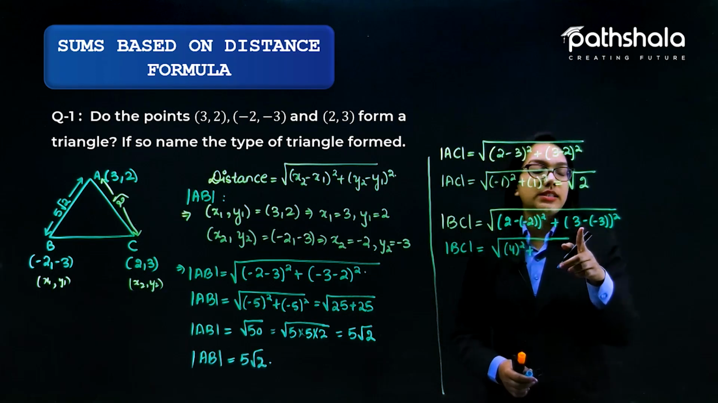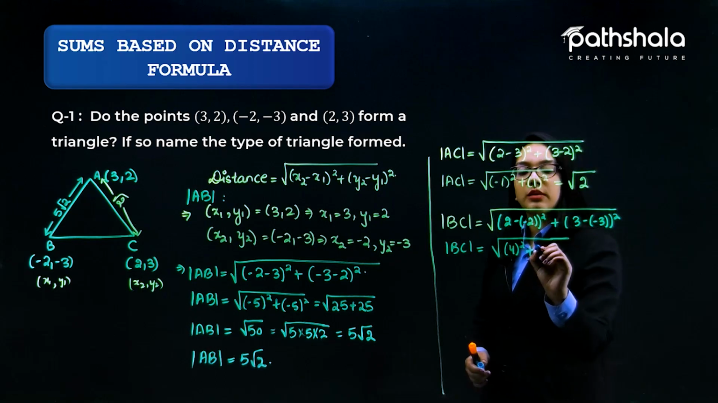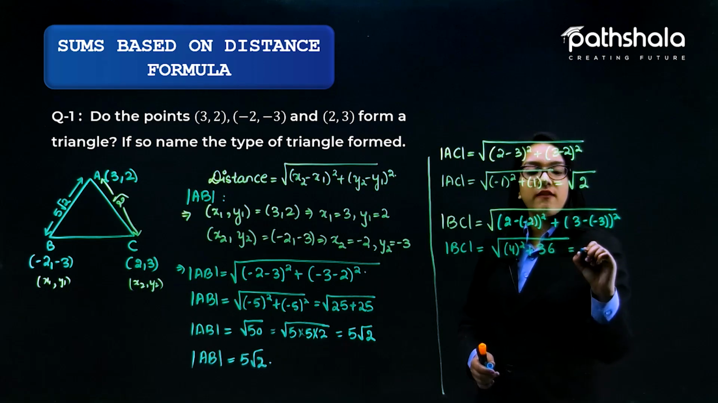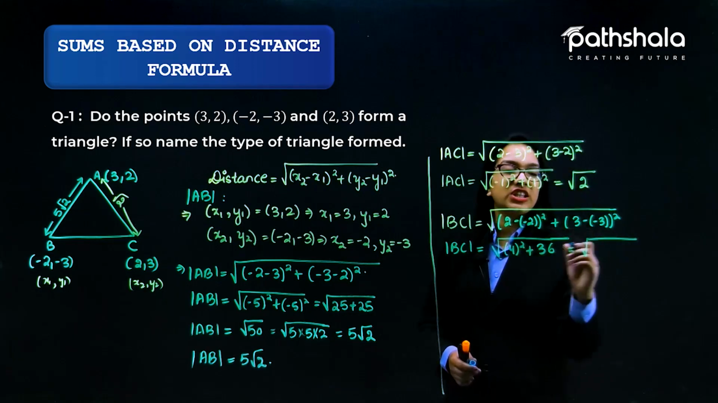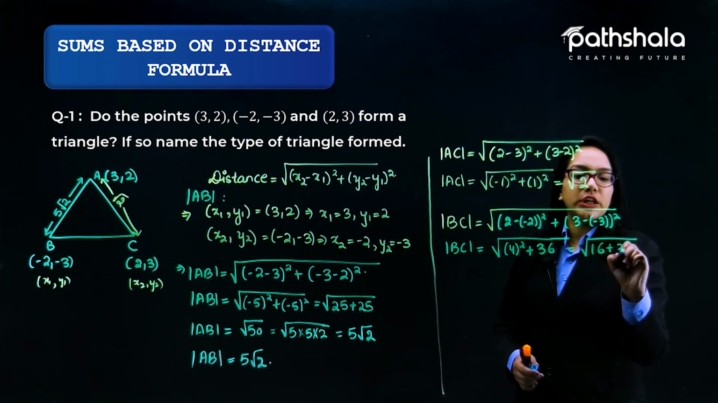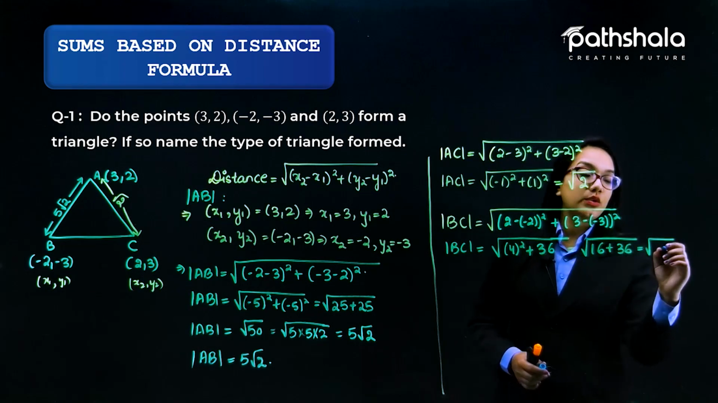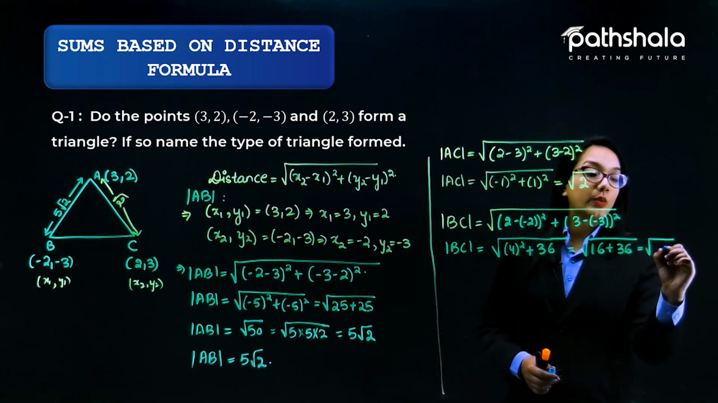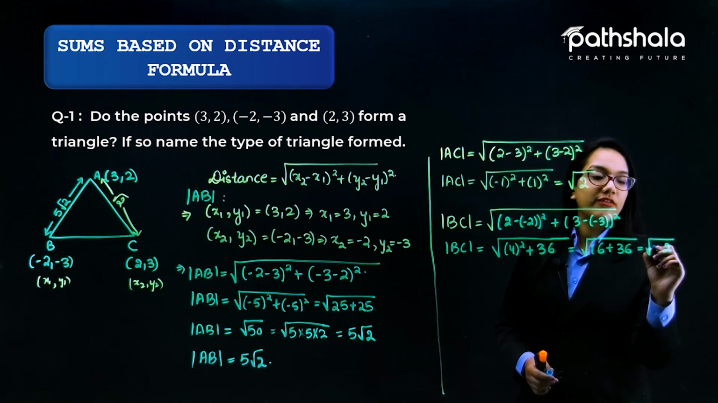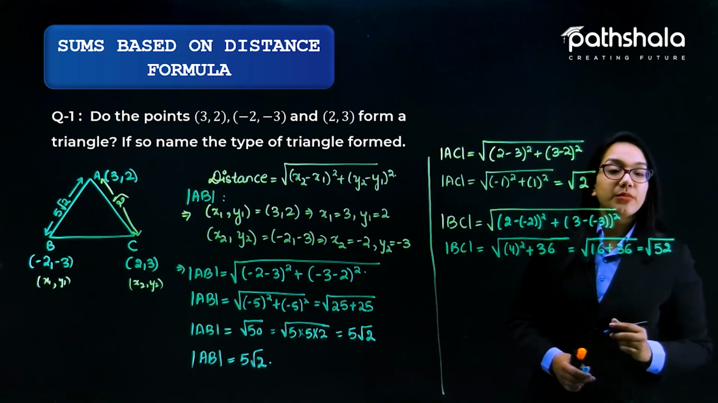So 3 plus 3 is 6 and 6 whole square is nothing but 36. So we have the value as nothing but square root of 16 plus 36, which comes out to be 6 into 6 plus 6, which is 12. So this is coming out to be 52.